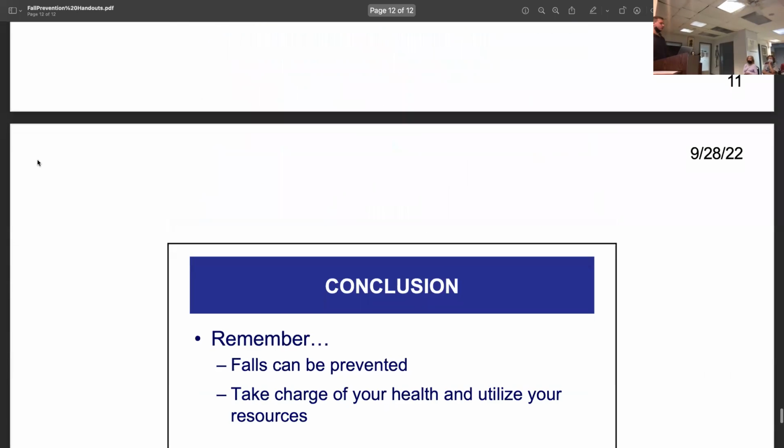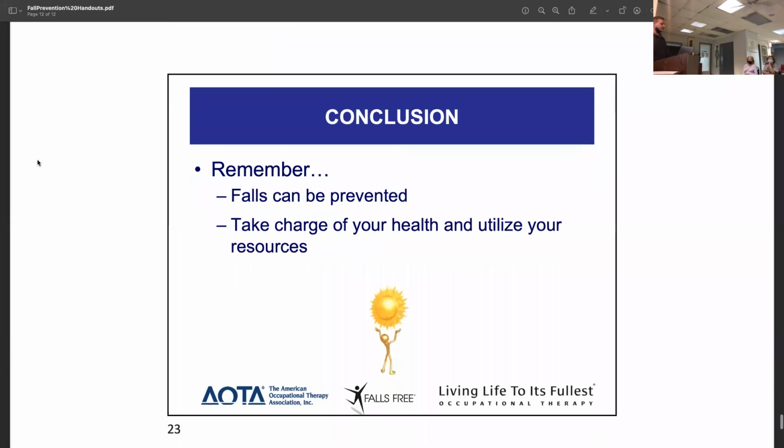So, in conclusion, falls can be prevented by taking charge of your health and utilizing the resources that are available to you. You can lower your chance of falls. So talk to your physician about services such as occupational therapy to help you prevent falls.